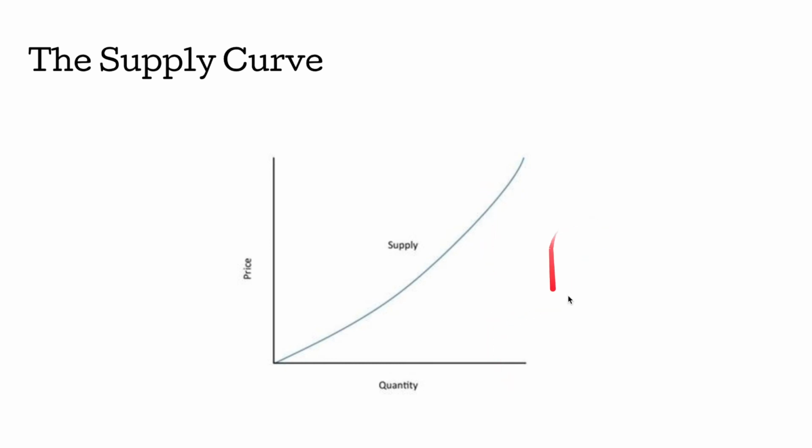Okay then, so that's all for this video, and now that we know the law of supply, which is that as the price goes up, the quantity supplied will also go up, and the law of demand, that as the price goes up, the quantity demanded will decrease, we can do all sorts of interesting stuff.